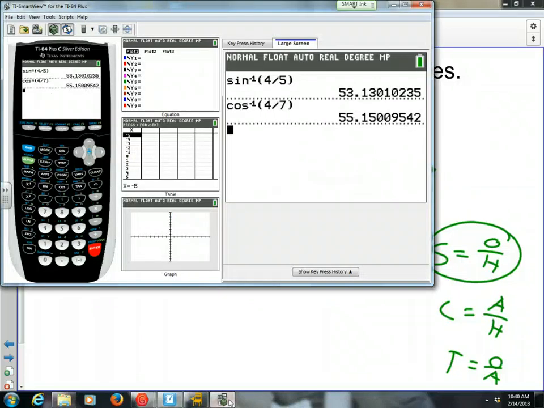So I go in my calculator. Second sine of 3/8. And I get that angle is 22.02 degrees.